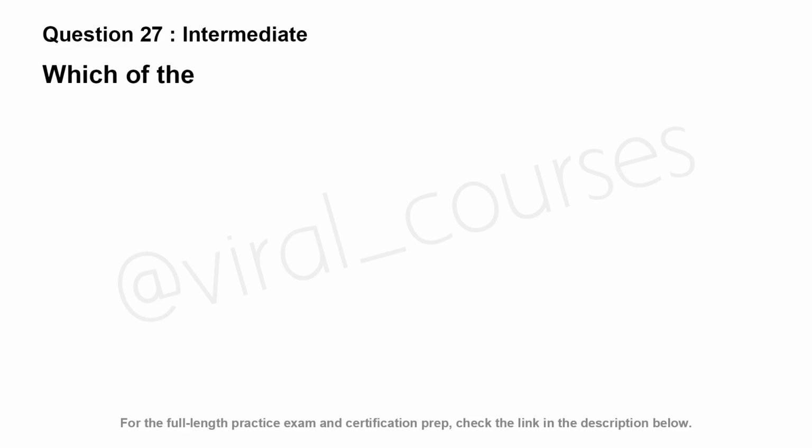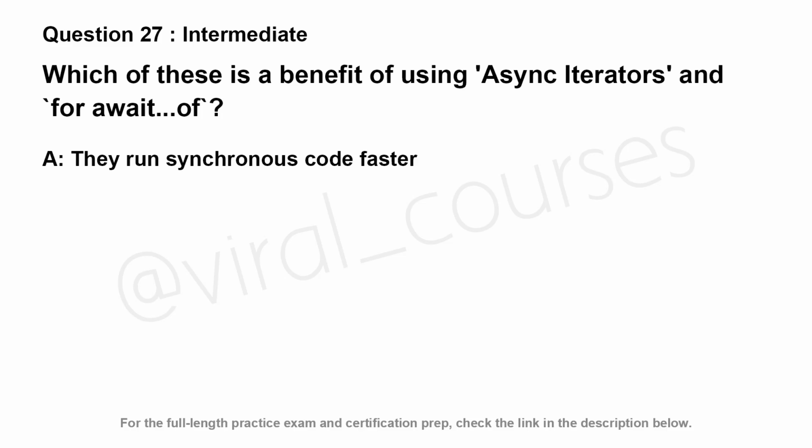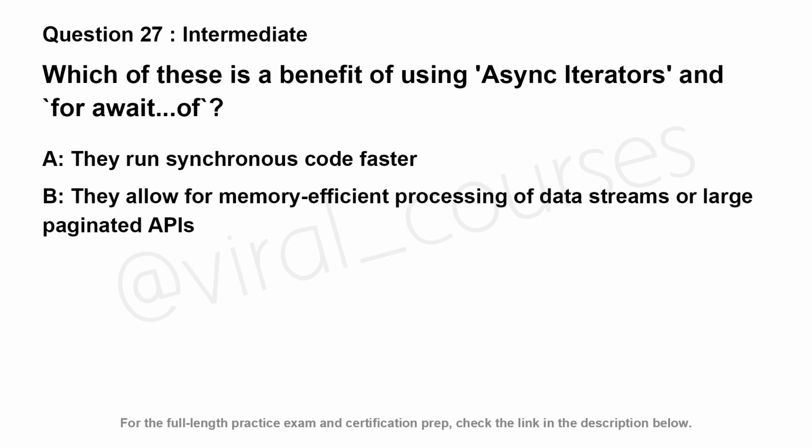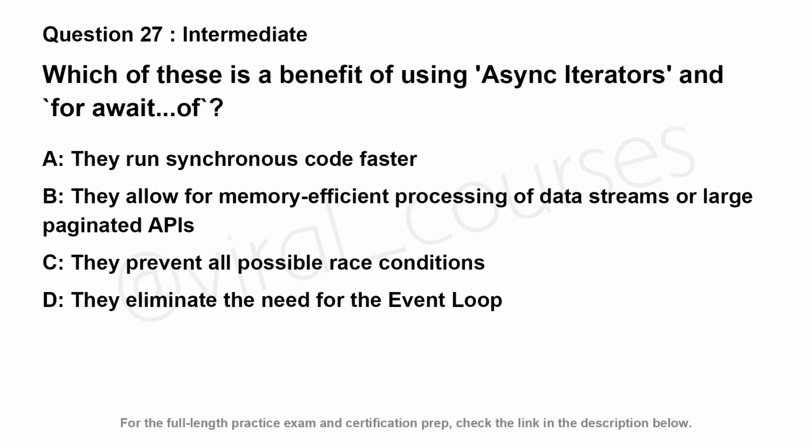Which of these is a benefit of using async iterators and for await? Option A. They run synchronous code faster. Option B. They allow for memory-efficient processing of data streams or large paginated APIs. Option C. They prevent all possible race conditions. Option D. They eliminate the need for the event loop.